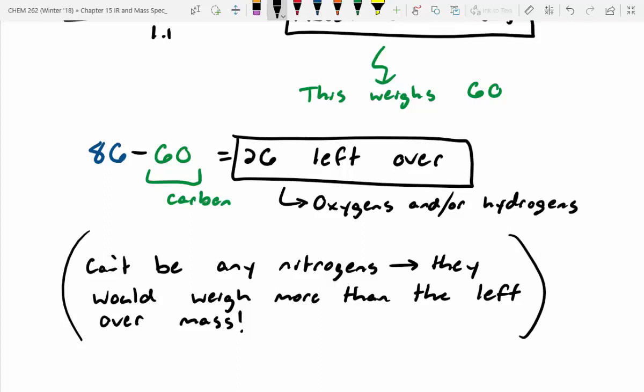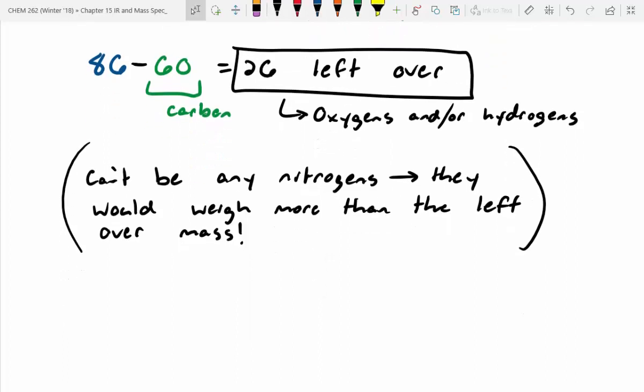All right, so we've got 26 left over. Do you think it's going to be all hydrogens? Nope. It'd be physically impossible to have 5 carbons with 26 hydrogens, right? You'd have some crazy carbons in there. All right, so let's put 1 oxygen in and go from there.